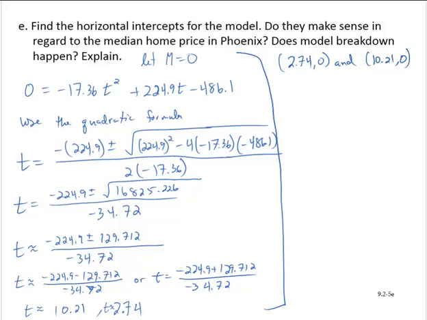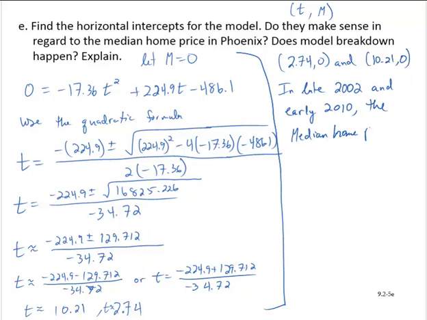All right, so what is this telling us? Remember, these ordered pairs represent a time in years since 2000 and a median home price. So this is saying in late 2002 and early 2010, the median home price in Phoenix, Arizona was $0. That sounds pretty good, doesn't it? But it's not reasonable. The median home price would not have been $0. It just doesn't make sense. All right, so again, this is model breakdown.